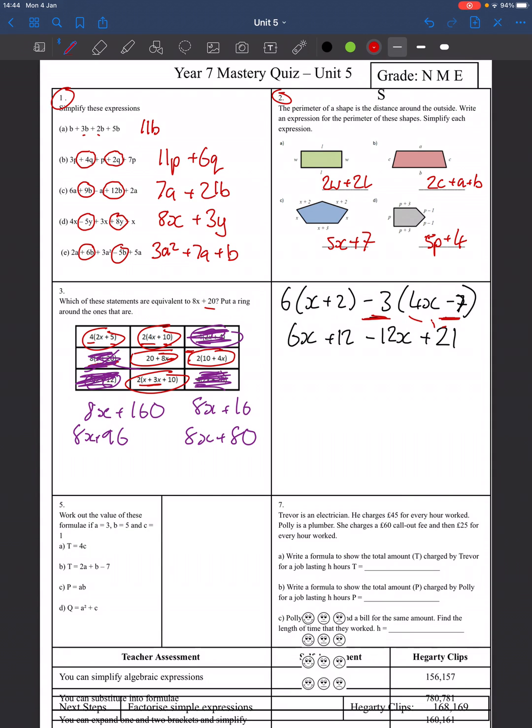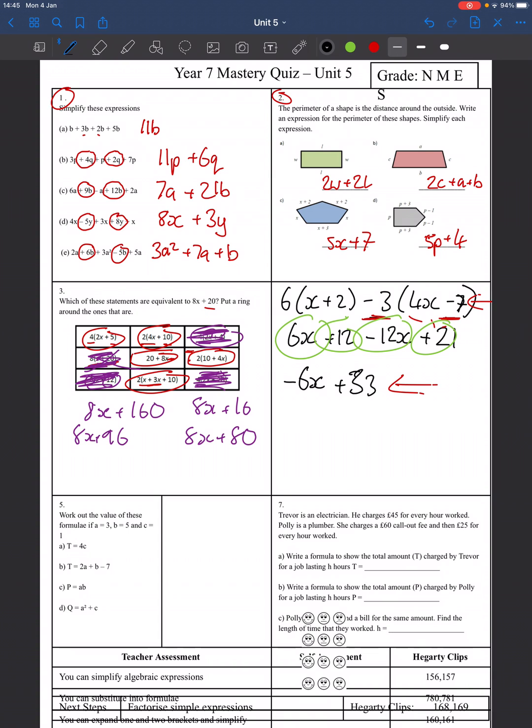So there we go. Right, now we've done that, we just need to simplify things down a bit. So I've got my x terms there. So I've got 6x minus 12x. Well, that will equal minus 6x. Then I've got my plus 12 plus 21. I'm going to add those two up, and I'll end up with 33. And so this expression here became this expression here. And that's that one done.